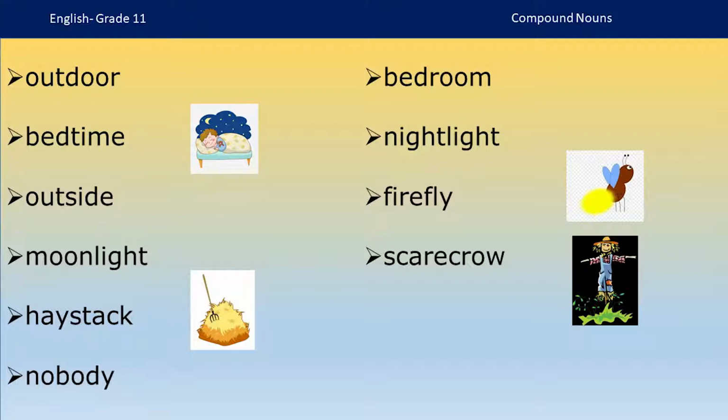Okay children, I think you can remember the highlighted words. And there are two words, as I told you, like outdoor, bedtime. Compound nouns are formed using 2 or 3 words. Now today in our lesson, we are going to look at compound nouns that are formed only with 2 words. So let's see some of the words.